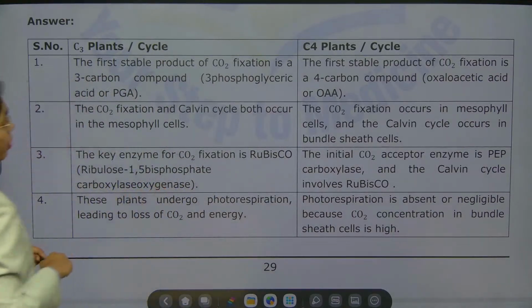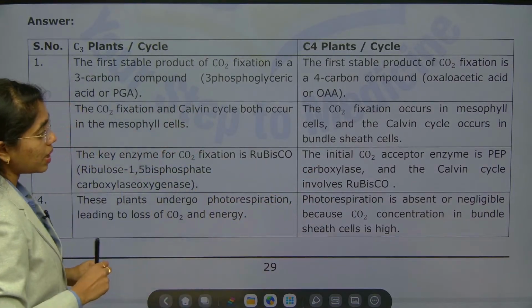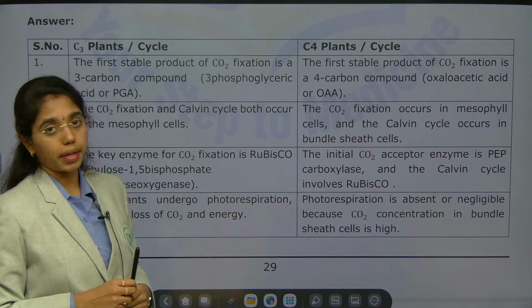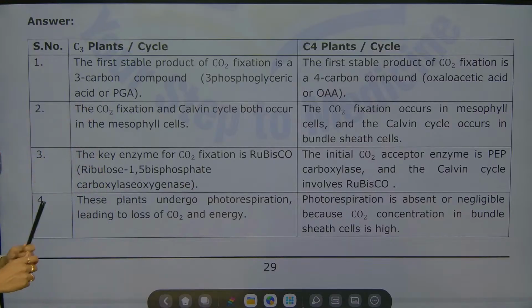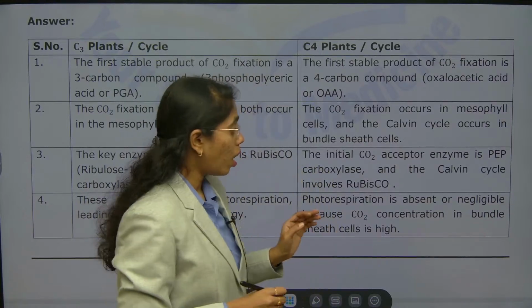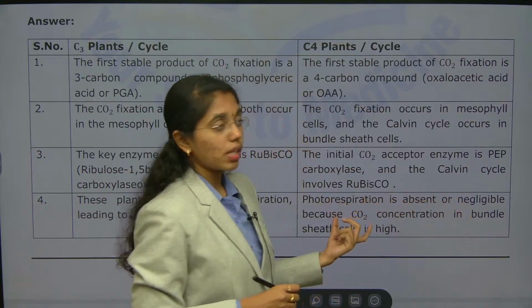The key enzyme for carbon dioxide fixation is rubisco, ribulose 1,5-bisphosphate carboxylase oxygenase. And here in C4 plants, the initial carbon dioxide acceptor enzyme is PEP carboxylase and the Calvin cycle will involve rubisco here. In C3 plants, these plants will undergo photorespiration. This leads to loss of carbon dioxide and energy. In C4 plants, photorespiration is completely absent or negligible. This is because carbon dioxide concentration in bundle sheath cells will be high.